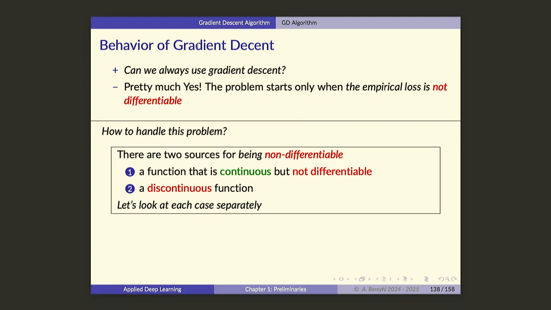So let's first talk about a few issues that might happen when you want to use gradient descent. If you want to use gradient descent, the function that you want to minimize needs to have a gradient, right? So this means that the function should be differentiable. And many functions that you have in practice are not differentiable.